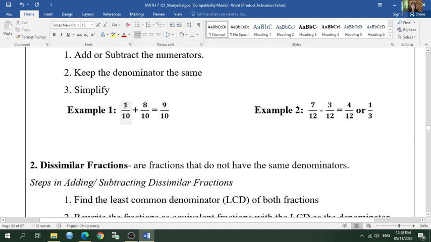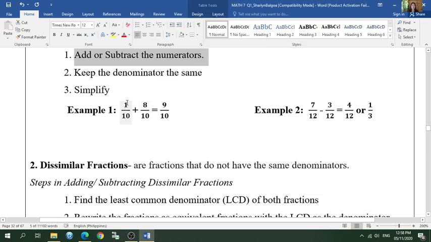For example, if we have 1 over 10 plus 8 over 10, so you only add the numerator. So we have 1 plus 8, so we have 9 over 10. Okay, so keep the denominator the same. So the denominator is 10, so your denominator in your result should also be 10. And in our example, there's no need to simplify because 9 over 10 is already a simplified form.